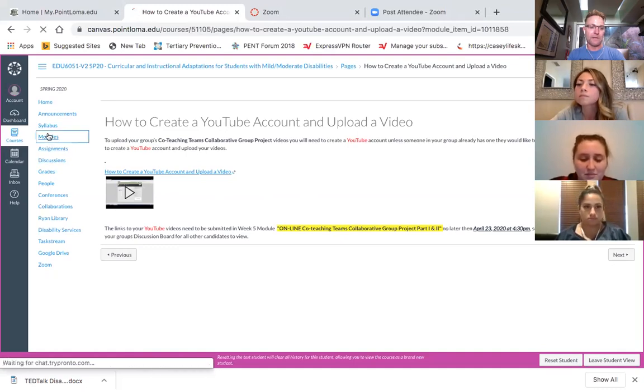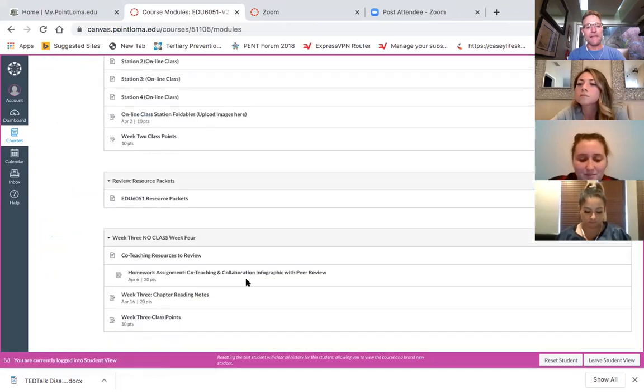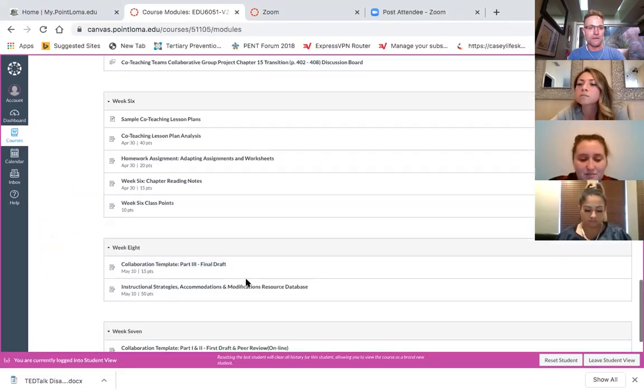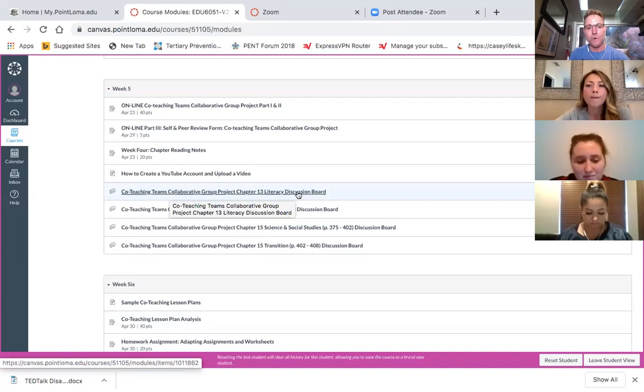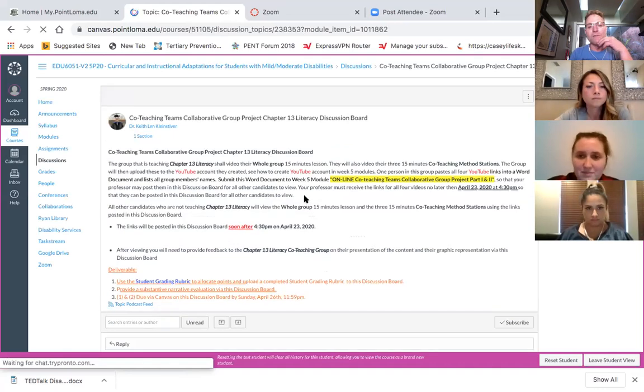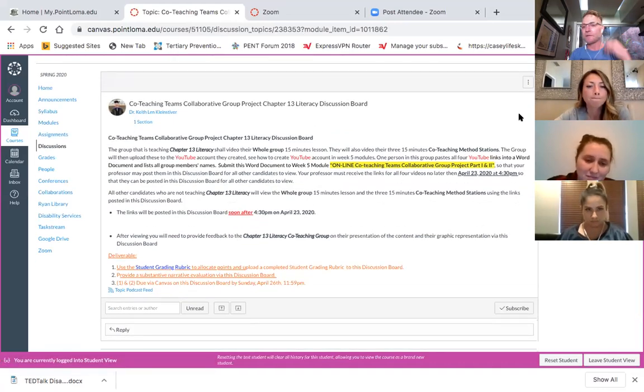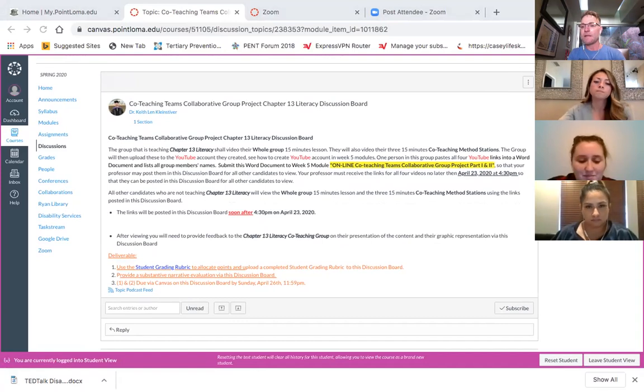And then back to modules, and then back down here to week 5. Each one of these down here, you see each group has a discussion board. So here's the one for the group that's doing chapter 13, literacy. You click in there, and they all say the same thing, except they're different ones for each group. What it does is repeat some of the directions that we gave in the PowerPoint as well as in the assignment itself.